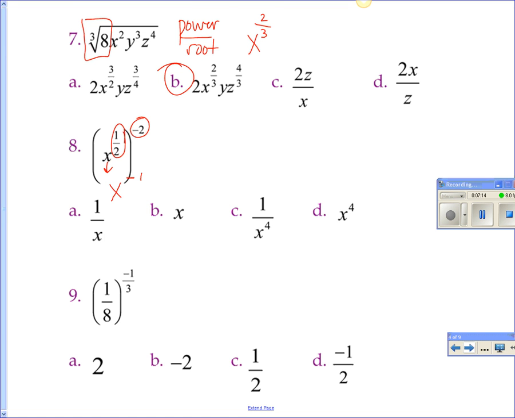Gracie, what do I have to do when it's a negative? Very good. So Gracie is going to be A, B, C, or D. Very good. You got to flip it. So it equals 1 over x.